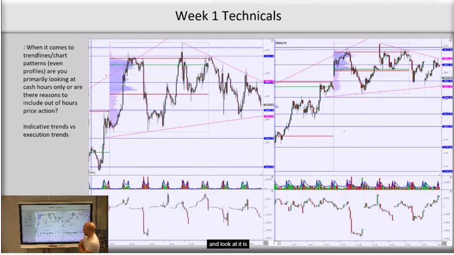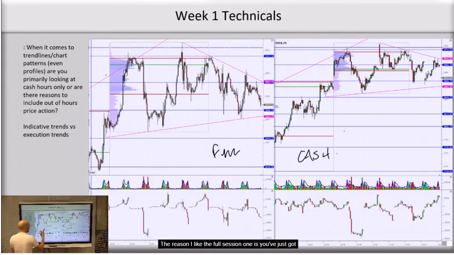The way I try and look at it is what I would call an indicative trend line versus a trend that you're actually going to execute off. I'm quite a big fan of having a full session chart. This is S&P, a full session chart, and then a shorter time frame cash hours chart, or cash with full session on it. So what I've got here is the same chart. This one's full and this one's cash. The reason I like the full session one is you've just got that little bit more information on it.